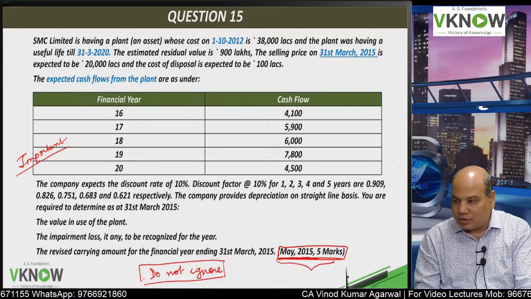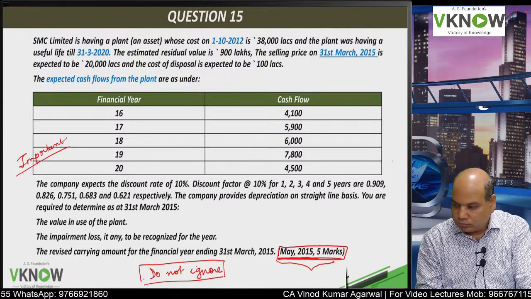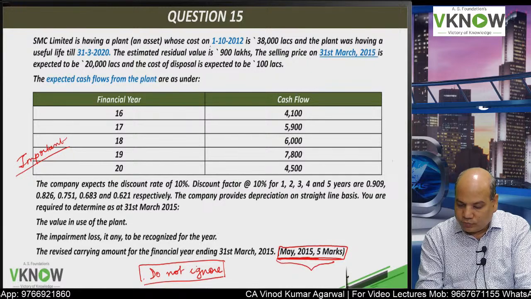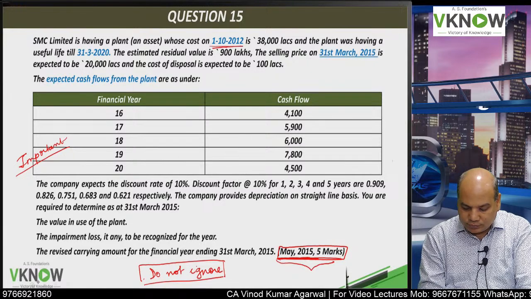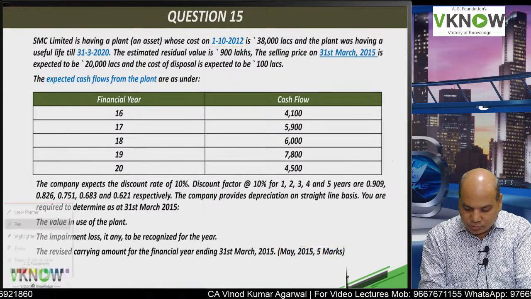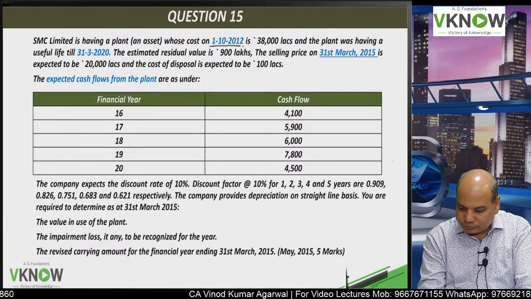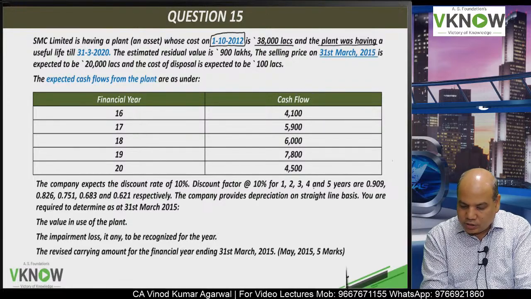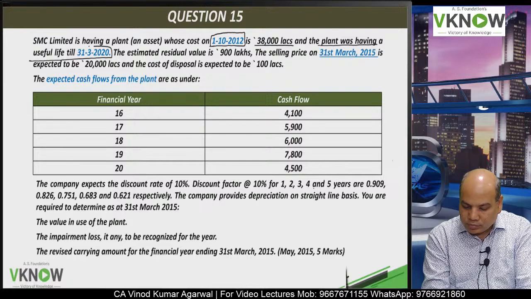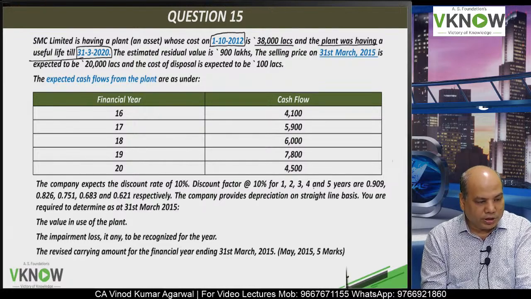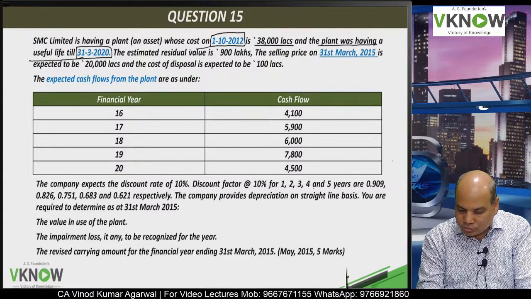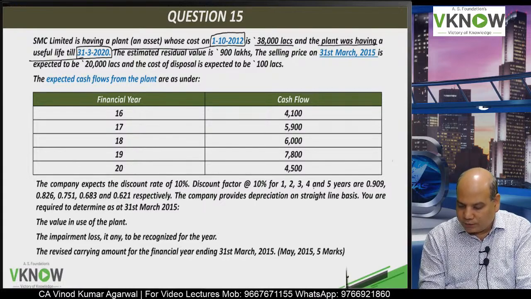SMC Limited is having a plant, an asset whose cost on 1/10/2012, underline the date, 1/10/12, is 38,000 lakhs, and the plant was having a useful life till 31st March 2020. Till 31st March 2020. So what is the total useful life?